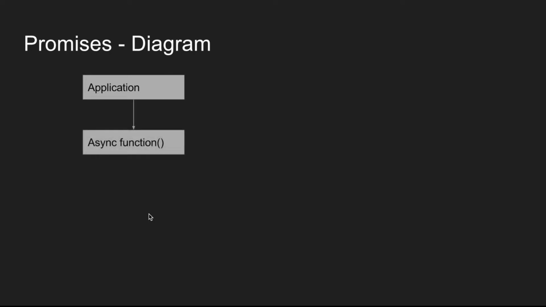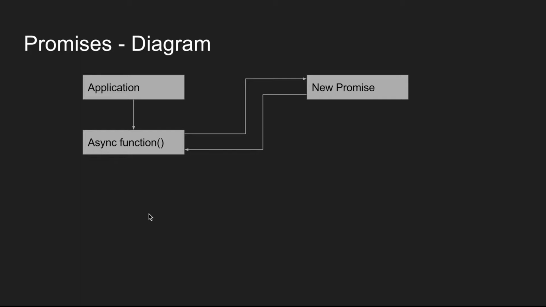So here's a quick diagram demonstrating how promises work. You have your application that's running. You run some asynchronous function. Normally this is some AJAX call that goes to a web service to get data. Instead of waiting on that response to come back, you create a new promise and you return it back into the application, and your application continues to run.